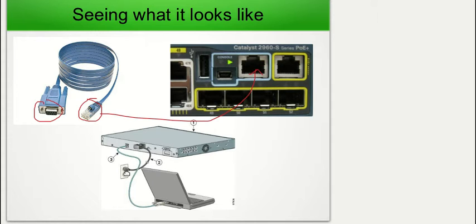Obviously, what we would do is plug in the power cable to the device so that it boots up and goes on. Then the RJ45 end would go into the console port of the device, and the DB9 end of the rollover cable would plug into your laptop or your PC, into the serial port. And with this connection, we're able to access the operating system of the Cisco router or the Cisco switch, and from there we're able to configure features and functions so that the device can operate and work as normal.